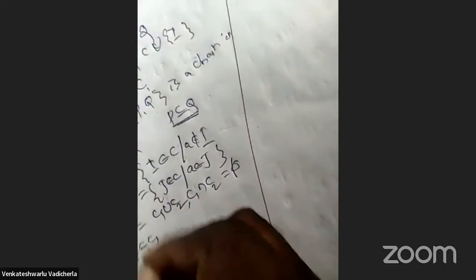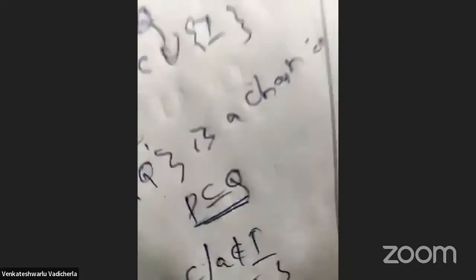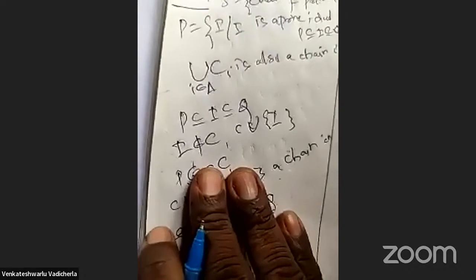So P belongs to C1, Q belongs to C2, and if I belongs to C1 and J belongs to C2, then J is not a subset of I. Clearly, since C is a chain, I ⊆ J.